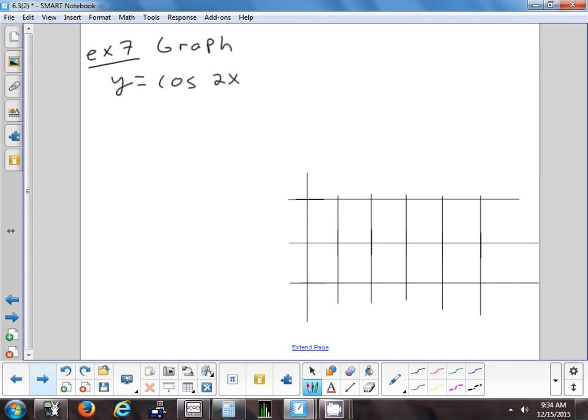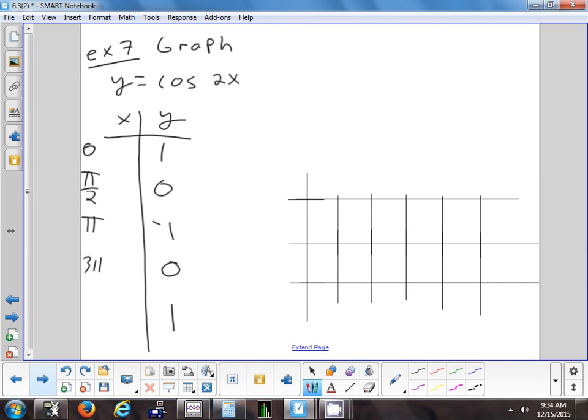All right, cosine 2x. Again, period change. So what stays the same? Y's. My y's stay the same. And Tyler, what are my y's for cosine? 1, 0, -1, 0, 1. All right. And now we're going to take all of our x's. And who can tell me what I'm going to do to all these? Multiply by 1/2. Yeah, you could think of it as multiply by 1/2 or divide by 2. Same thing. So basically just take half of all those numbers.